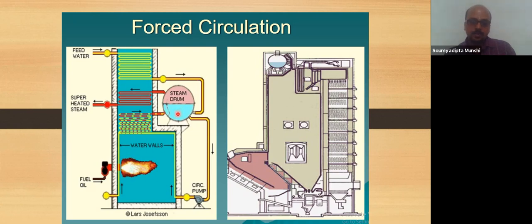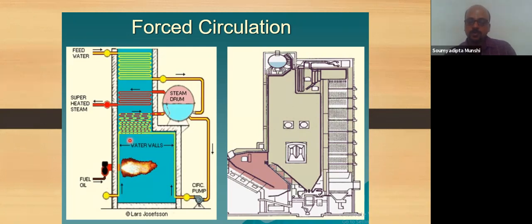Now from the drum, this water comes down with the help of the downcomer. You can see this is the downcomer. With the help of a pump, we take out the water from the drum and push it to the combustion chamber, where the hot gases are. Here you can see the water walls. Through these water walls, the water is flowing.